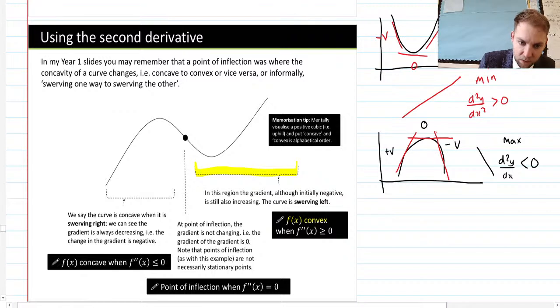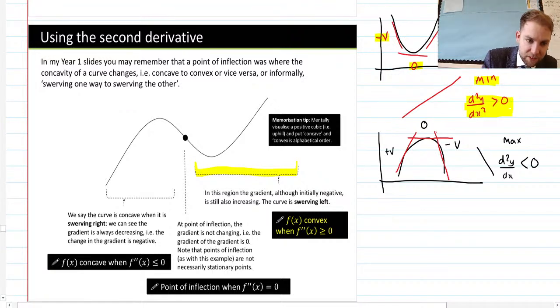f of x is convex when f double dash of x is greater than or equal to 0. Now the reason this is greater than 0 is, remember, we've got that minimum there. So like here, the reason this is a minimum is because we're going from a negative value to 0 to a positive value. So we've got this upwards trend, which means I need to be greater than or equal to 0. And this is what's called a convex, like this. So we've got a convex, swerving left.